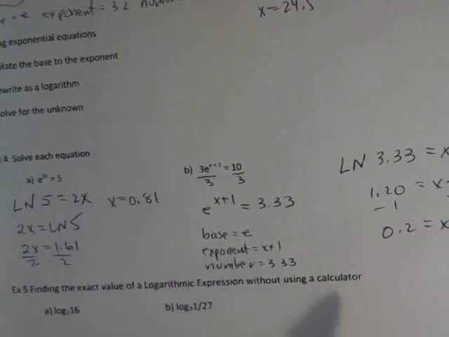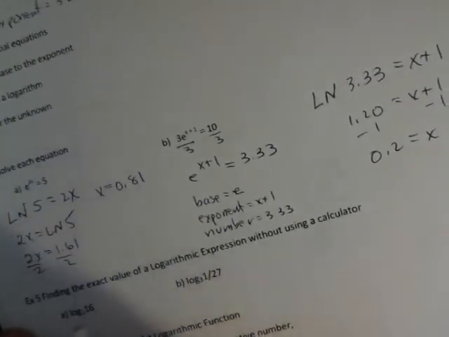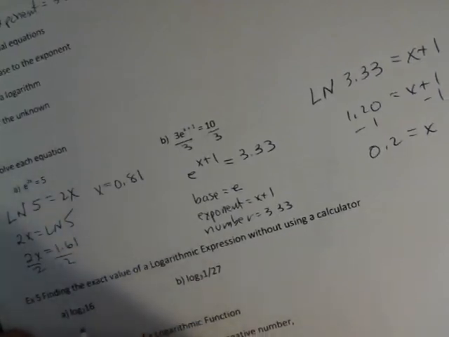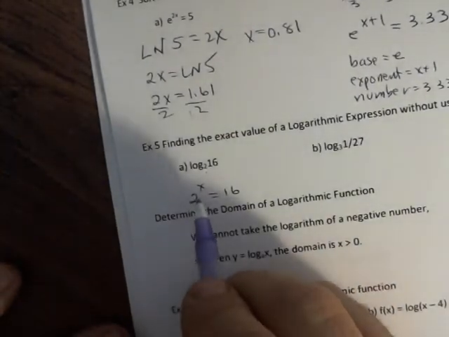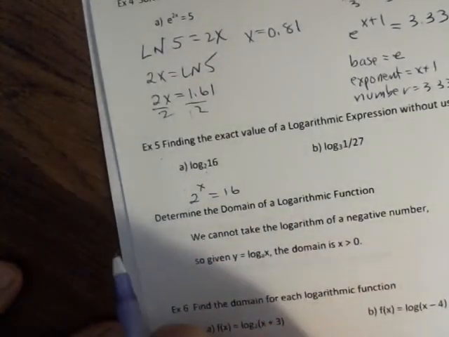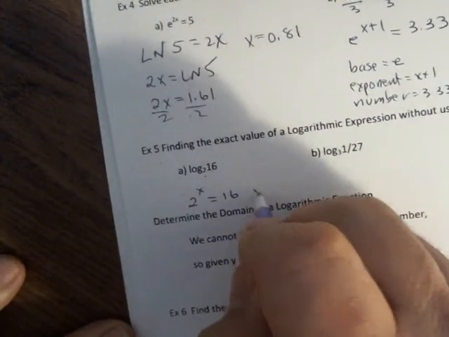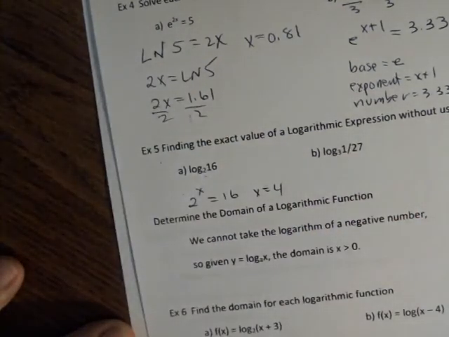Now, if I want to find the exact value of a logarithm without using a calculator, just remember that this is my base, this is my number, and I don't know my exponent. So I write it like that. Well, 2 squared is 4, 2 cubed is 8, 2 to the 4th is 16, so I don't need a calculator because I can pretty much figure that out.